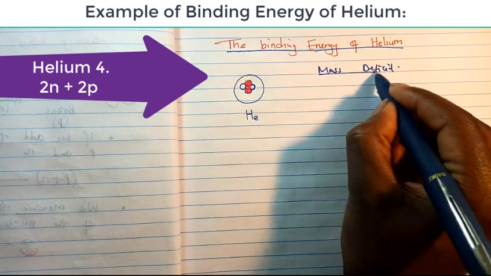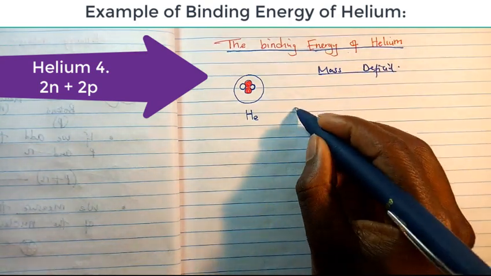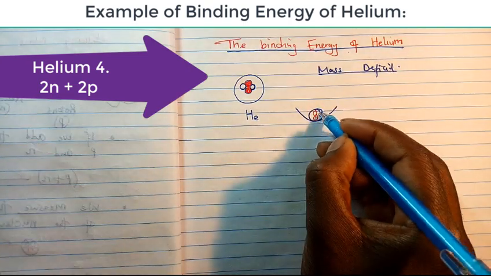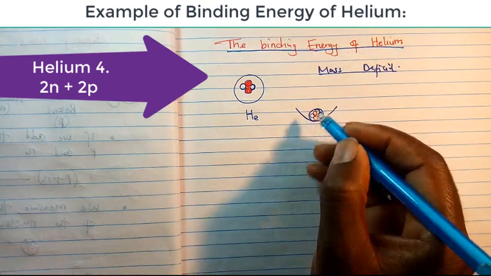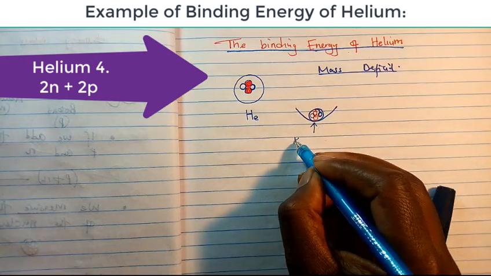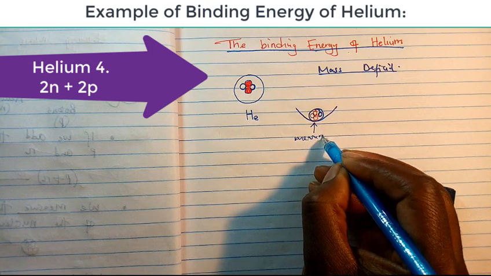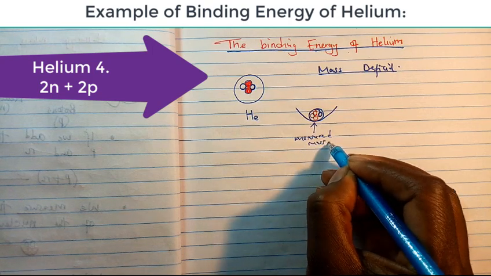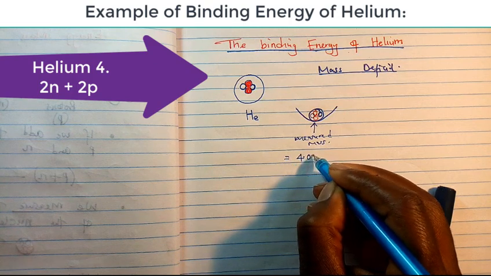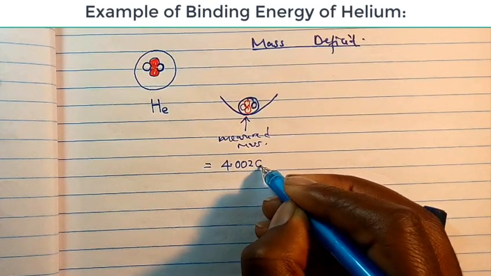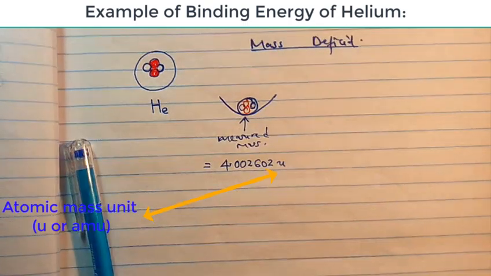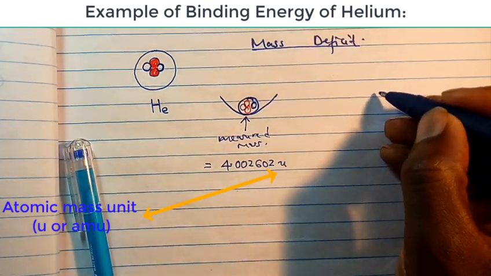To get the mass deficit, we need first to put this helium atom on a scale. We put it on a scale, and we get the total mass, which we call the measured mass. If we measure the measured mass of the helium, it is 4.002602 atomic mass units.